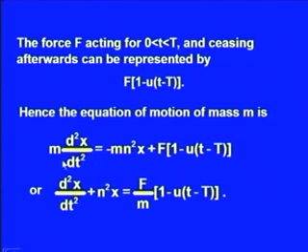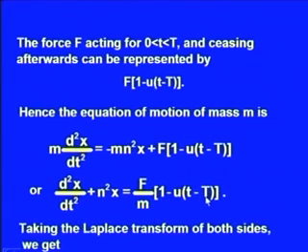Now, dividing by m, we get d square x by dt square plus n square x equal to F by m into 1 minus u(t minus t). Let us now take the Laplace transform of both sides. Laplace transform of x double dot or x double dash will give us s square x bar minus s x(0) minus x dash(0). x(0) is equal to 0 because at the time t equal to 0 the particle was at the point O and it was at rest. So, x dash(0) is also 0.